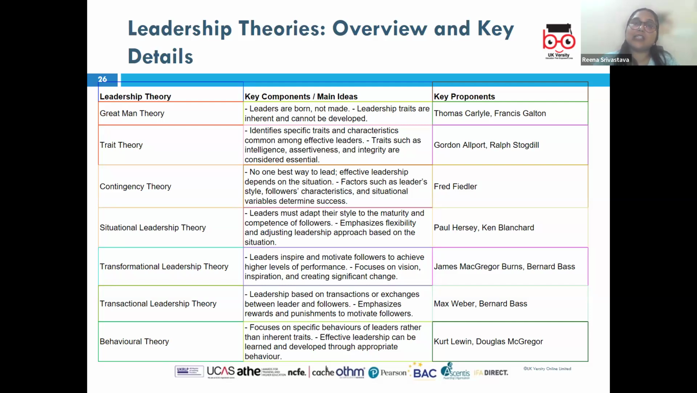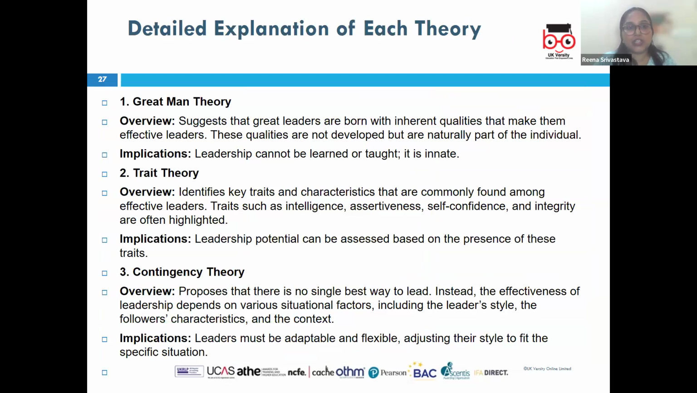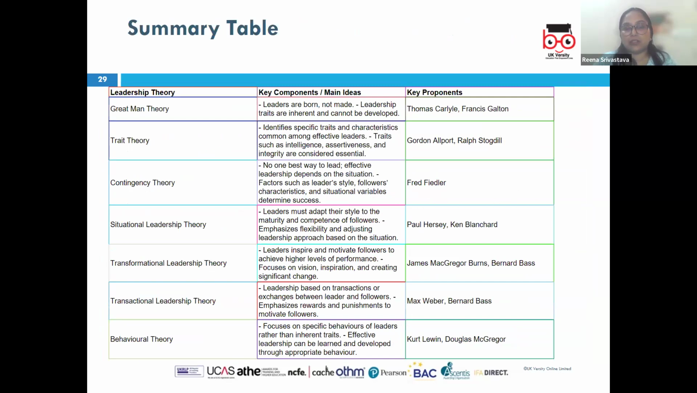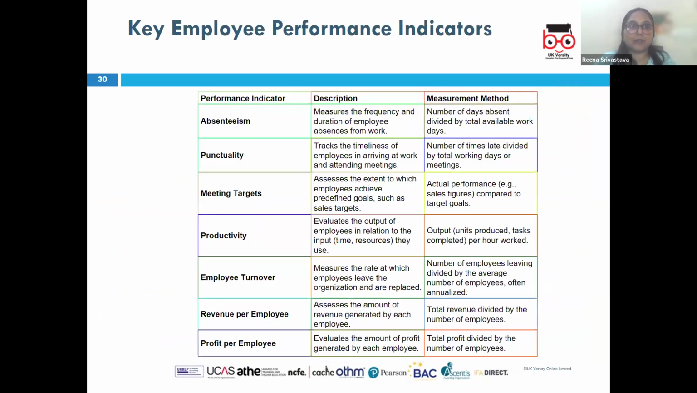Contingency theory says there is no best way to lead. Leadership depends upon the situation. So Fred Fiedler was the person who propounded it, and he was a firm believer that you cannot have a hard and fast rule of leading somebody. You have to see the situation and modulate your leadership style according to the situation that is in front of you. Here we have given a detailed explanation of the same. We have already covered all these things at length in the previous classes.